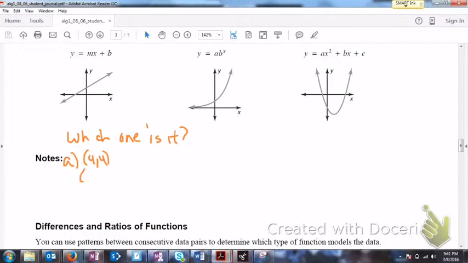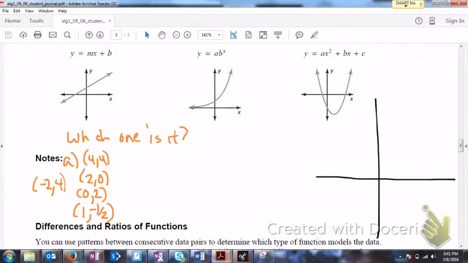Here's part A. Question A. I'm going to give you a bunch of points. First one's got points (4, 4), (2, 0), (0, 0), (1, -1/2), and then one more point, (-2, 4). So I've got these points. How do I know which one of those three functions it is? Well, let's just go ahead and graph these. So let's just draw a little graph right over to the side here, and I'll put some marks in here. Alright, we got that on there. Now let's go ahead and graph that first one.